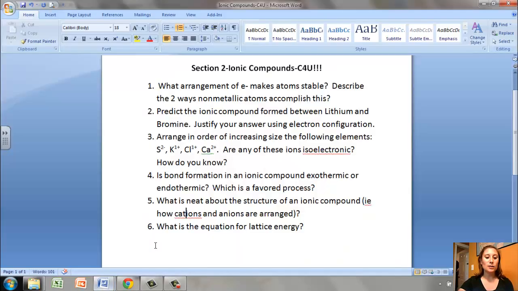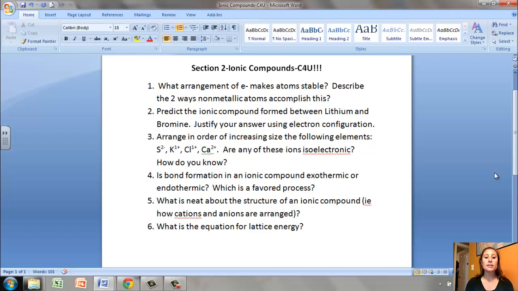And so let's go to our checks for understanding. In this section we talked about ionic bonds and ionic compounds. Number 1, what arrangement of electrons makes atoms stable? And describe the two ways that nonmetallic atoms accomplish this or become stable. Number 2, predict the ionic compound formed between lithium and bromine and justify your answer using electron configuration. Number 3, arrange these ions in order of increasing size: sulfur, potassium, chlorine, and calcium. Are any of these ions isoelectronic, and how do you know that?